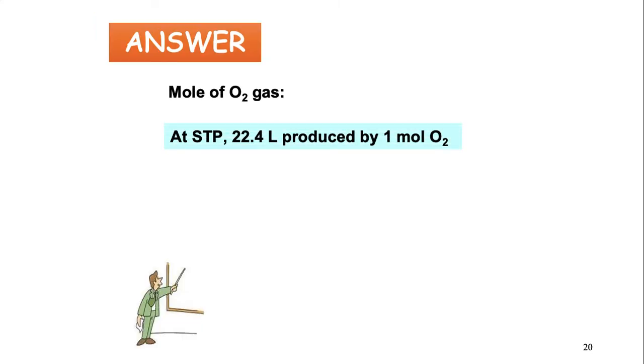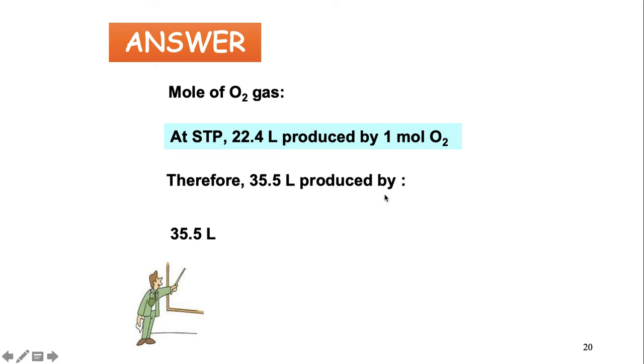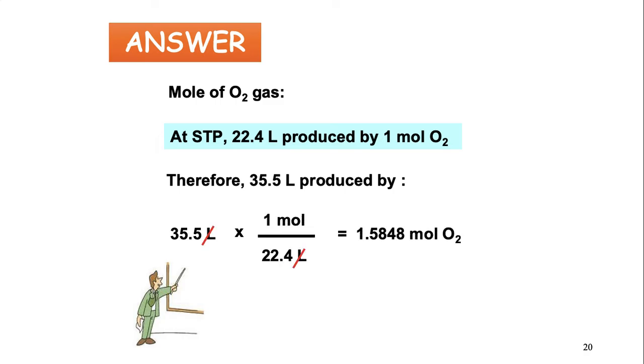So, first, find the number of mole of oxygen gas. At standard temperature and pressure, 22.4 liter is produced by 1 mole of oxygen. So if you have 35.5 liter, the number of mole of oxygen is 1.5848 mole oxygen. This is the number of mole of oxygen.